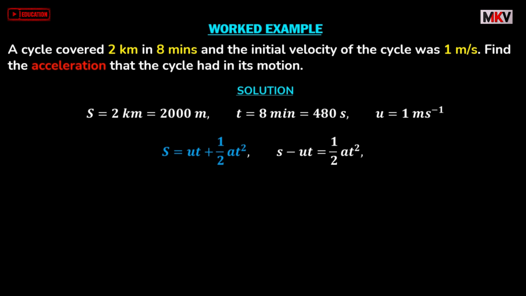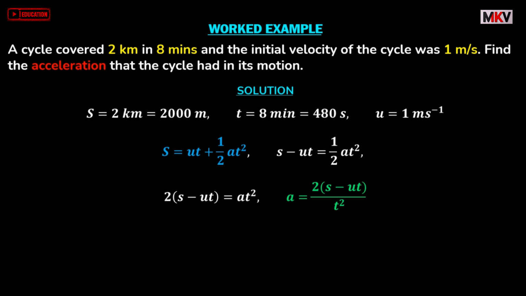So we are bringing in mathematics here, change of subject. We first send ut to the other side of the equation, which becomes minus. Afterwards, we multiply the left side of the equation by 2 and the right side by 2 to cancel the half on the right side. After the multiplication and cancellation, we divide through by t squared to get a equal to 2 into bracket s minus ut all over t squared. So this is the acceleration after change of subject.